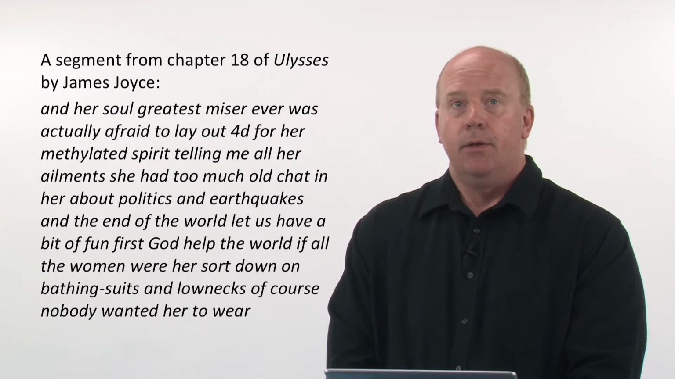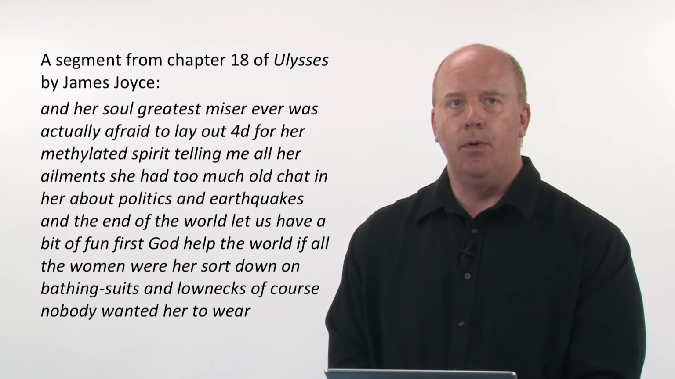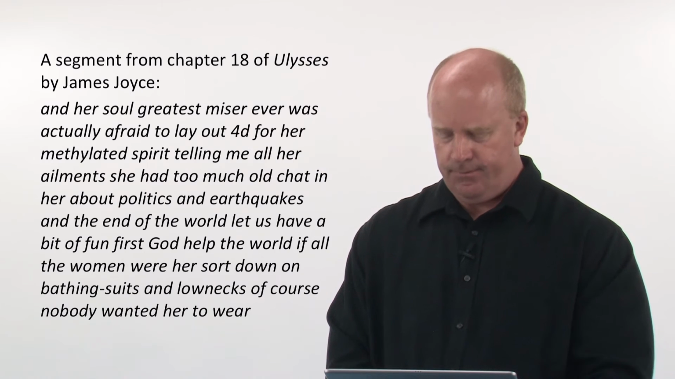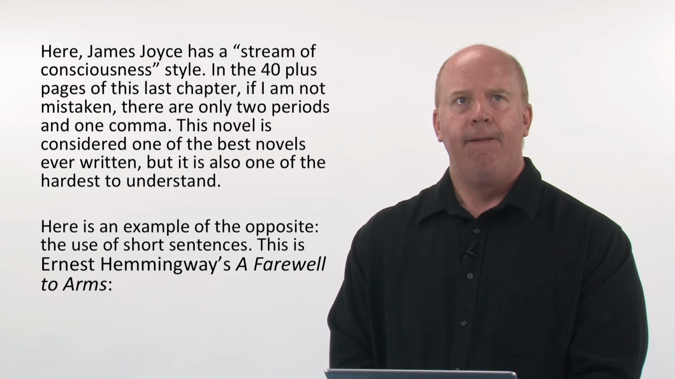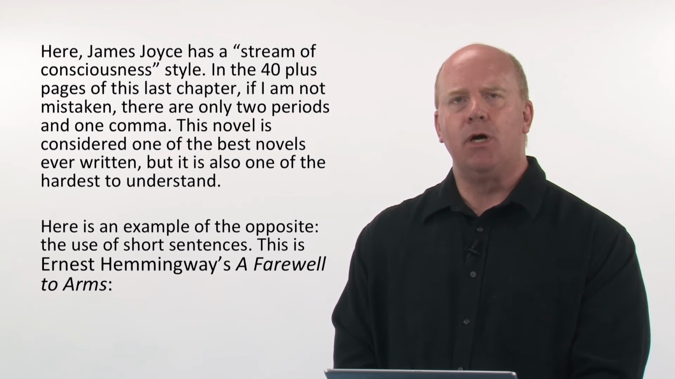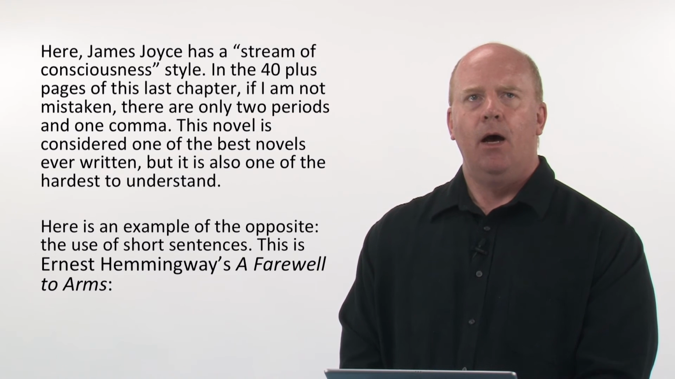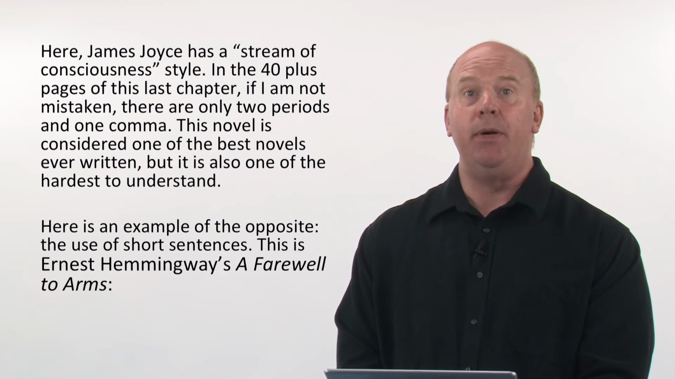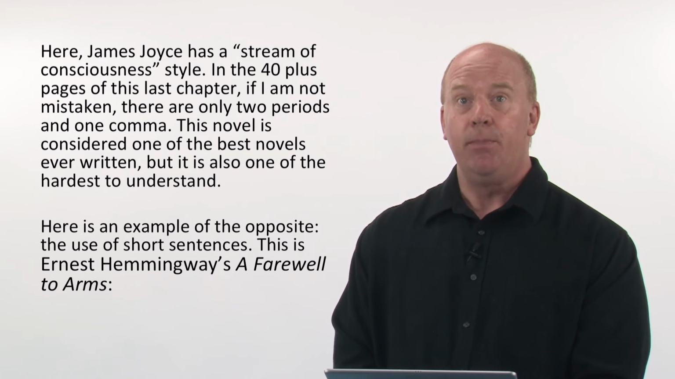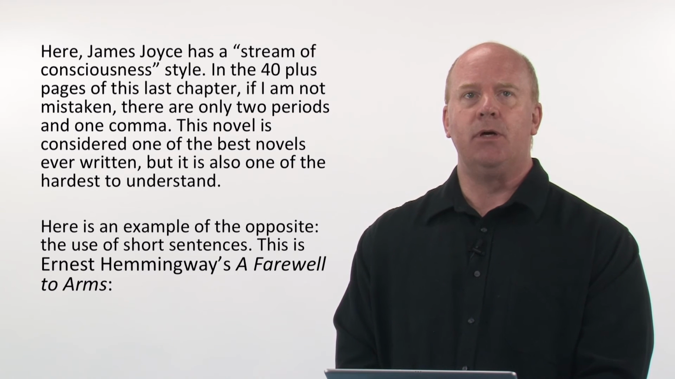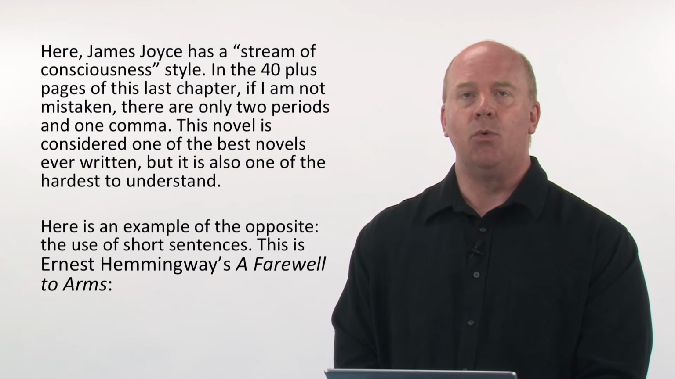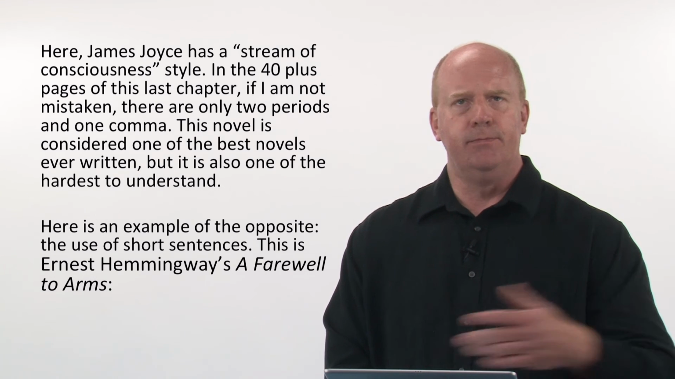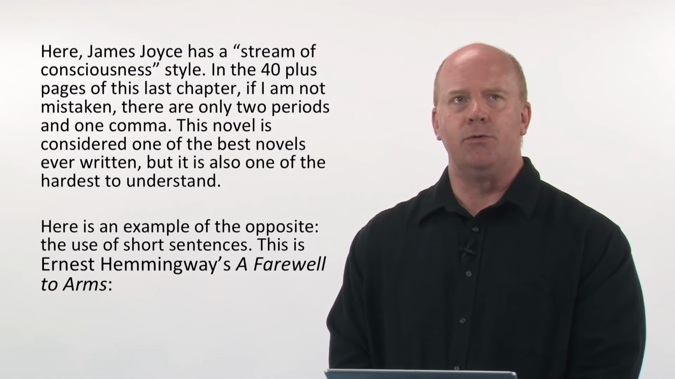It's just a lot of words put together. But if you read it, it sounds like it's oral speech. So here, James Joyce has what's called a stream of consciousness. In the 40-plus pages of this last chapter, if I'm not mistaken, there are only 2 periods and 1 comma in 40 pages. So this novel is considered one of the best novels ever written, but it's also one of the hardest to understand. So that's an extreme example of stream of consciousness.